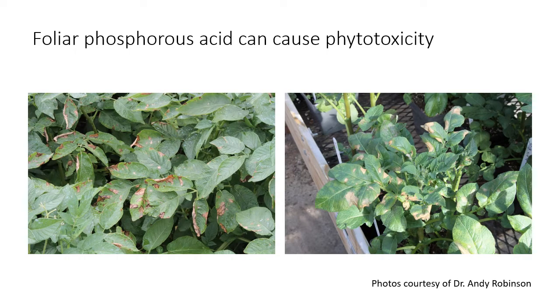One of the problems with phosphorous acid, as I mentioned, is phytotoxicity. This is a picture of some of that phyto which can occur. These were photos provided by Dr. Andy Robinson. He did a lot of tests with this and found that the addition of some adjuvants can even make this phytotoxicity worse. And so this is something that we don't see very often, but it is a cause for concern for those who do.